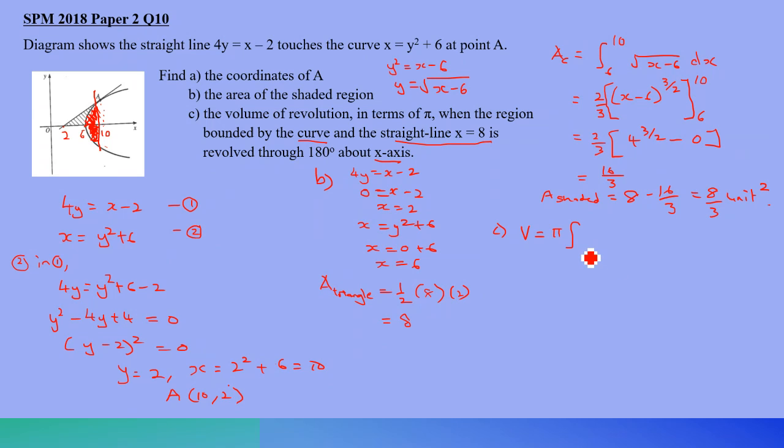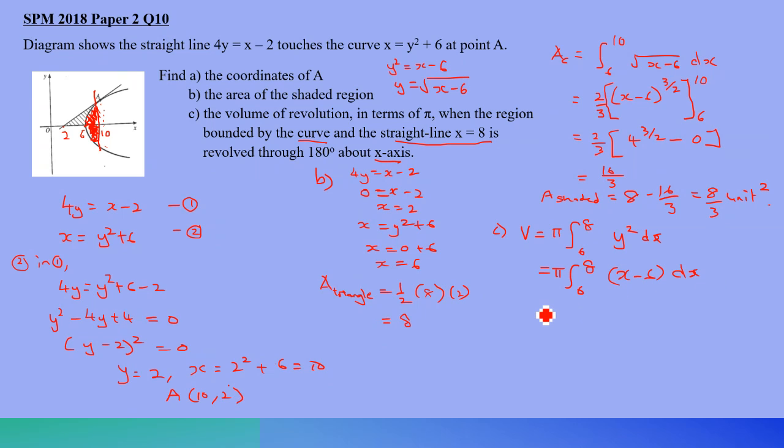The point will be between 6 and 8, not 10, because they're already given a straight line x equals 8. So between 6 and 8, and what's the formula? It will be pi y squared dx. But what is your y squared? You must put your function in terms of x. We know y squared is x minus 6.